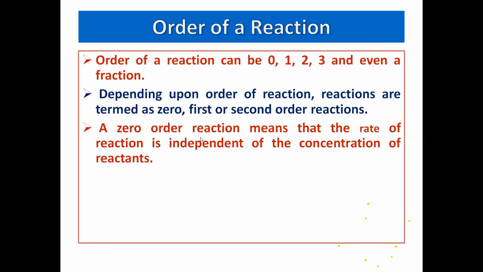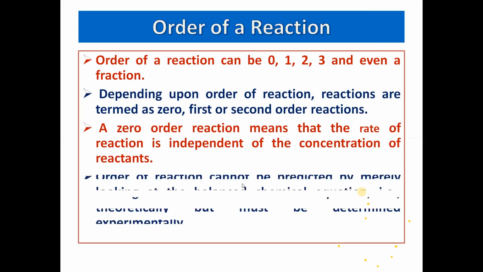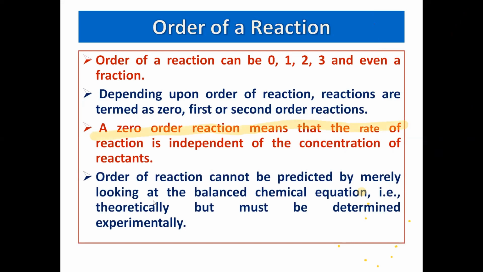So as I said, a zero order reaction is independent of the concentration of the reactant. The order of reaction cannot be predicted merely by looking at the balanced chemical equation, isn't it? Because the order of reaction is purely an experimental quantity. If you do not do rate calculations from experimental quantities and do not determine the rate law, then you cannot calculate the order of reaction. Remember that the order of any chemical reaction cannot be calculated by simply looking at a balanced chemical equation. The order of reaction has to be determined from experiments.